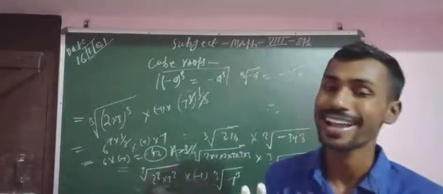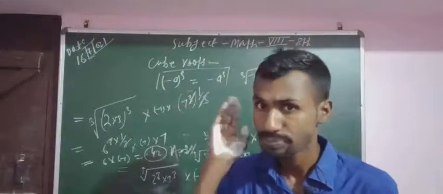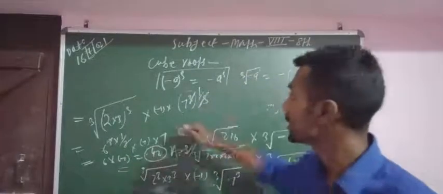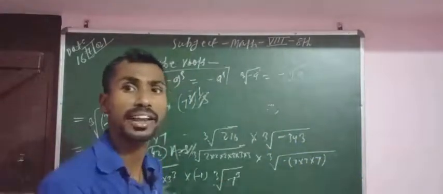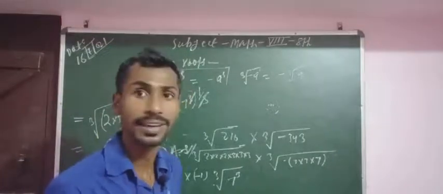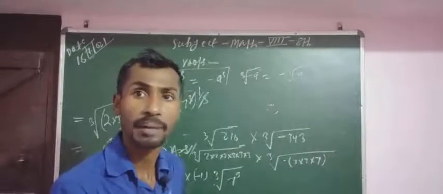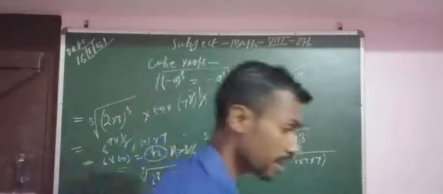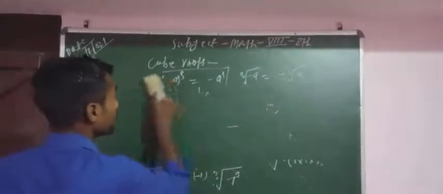So first thing is that we will use factorize. That means we will split, that means we will divide the number. We will write the number in the form of prime factors. After that, we will make the triplets of the number. After that, you will use the procedure, that means the method.